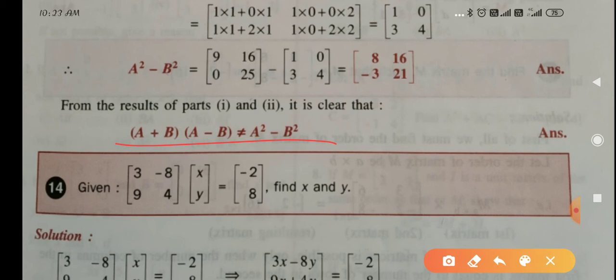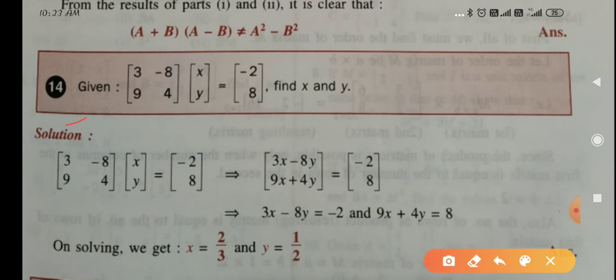Now the 14th example is coming. In this example, two matrices are given, and you have to find x and y. First of all, you have to check whether multiplication is possible or not. Yes, multiplication is possible because the orders are 2 by 2 and 2 by 1, and the columns and rows are matching. So you are multiplying: 3x minus 8y, the first element.